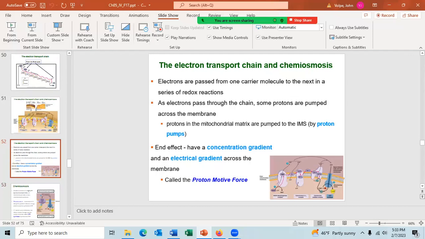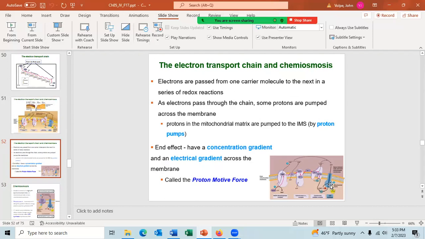I already mentioned that the electrons create a greater hydrogen ion gradient out here. This is called the proton motive force. It's really potential energy. And the hydrogen ions are here, they want to come over here. They can only move through this channel protein, which makes ATP.